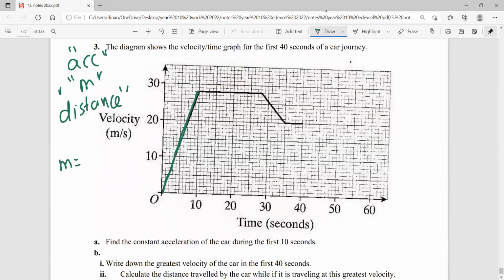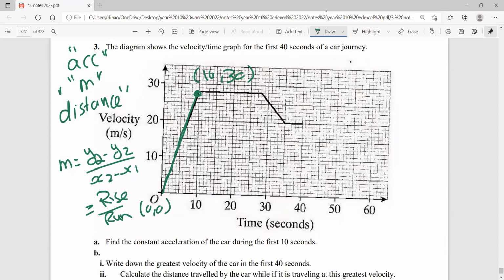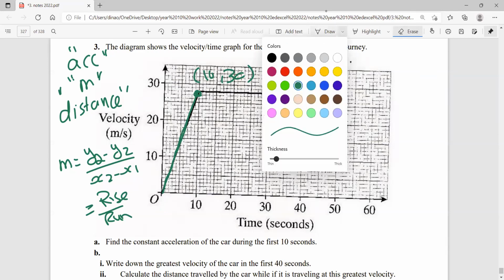You find the gradient of the line by applying the rule y2 minus y1 over x2 minus x1, or by applying rise over run. And what do I mean by rise over run? Rise over run means the vertical change over the horizontal change. If you want to use the rule, this point is 10 and 30 and this point is 0, 0. You can apply the rule straight away, or in these problems I apply rise over run.